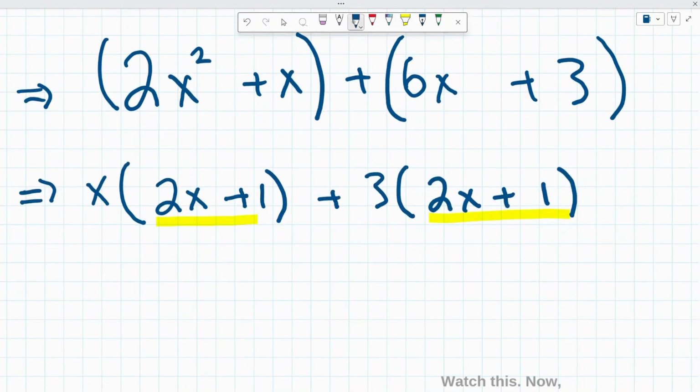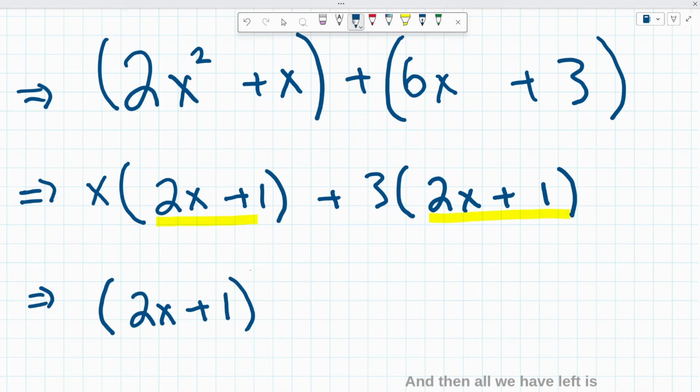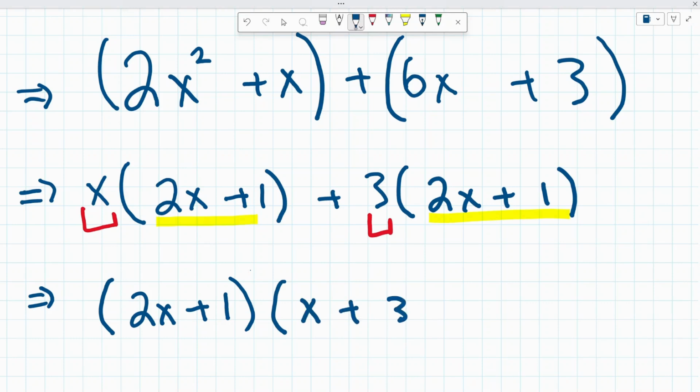Watch this. Now we're going to factor out this 2x plus 1, and then all we have left is the value in front here and the value in front there. So we have 2x plus 1 times x plus 3.